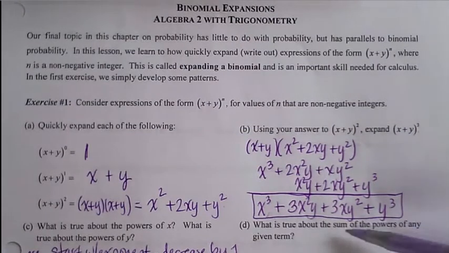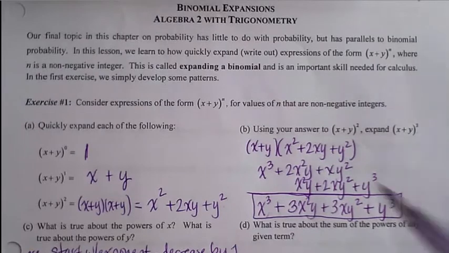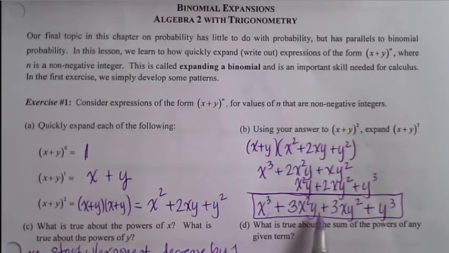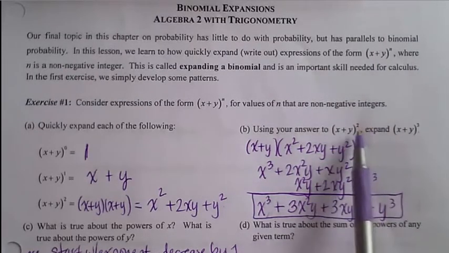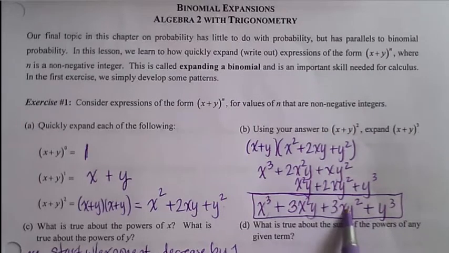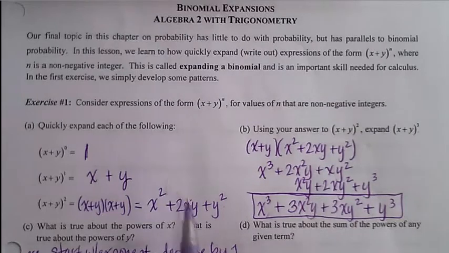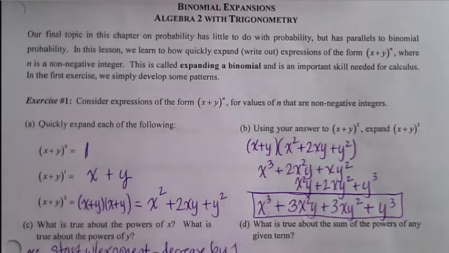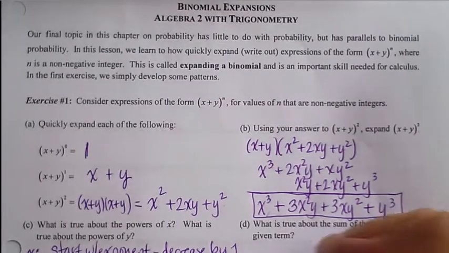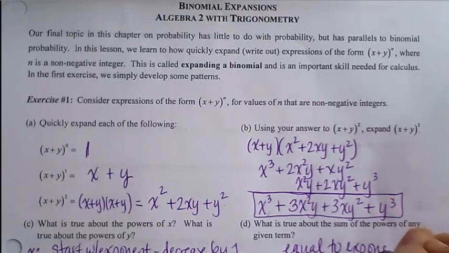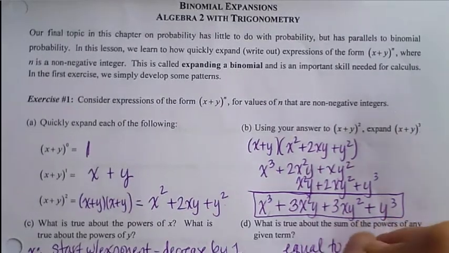If you look at the sum of the powers or exponents of any term, like here, this exponent is 2 plus 1 is 3. It's the same as the exponent on the problem. This exponent is 1 plus 2 is 3. Same as the exponent on the problem. These exponents, 1 plus 1, add up to 2. Just a 2, just a 2. So the sum of the powers is equal to the exponent on the binomial.